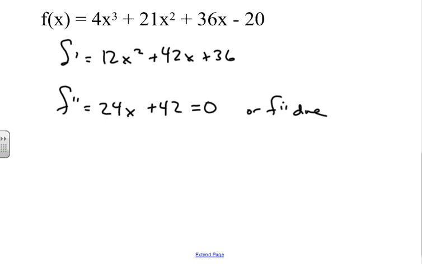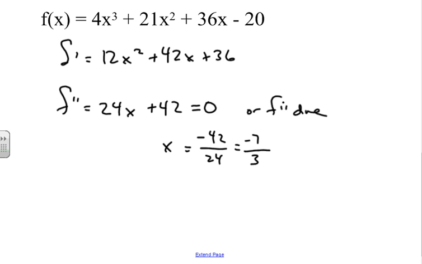In this case, we're not going to use does not exist, because it's a polynomial and all the values exist here, but we can find out where it equals 0. So we subtract 42, divide by 24, and we get x. We can simplify this a little bit. Take out a 6, and we have negative 7/3.